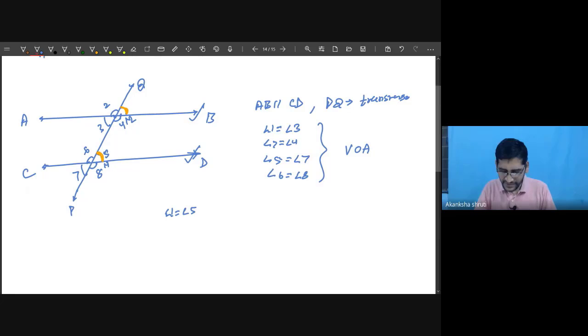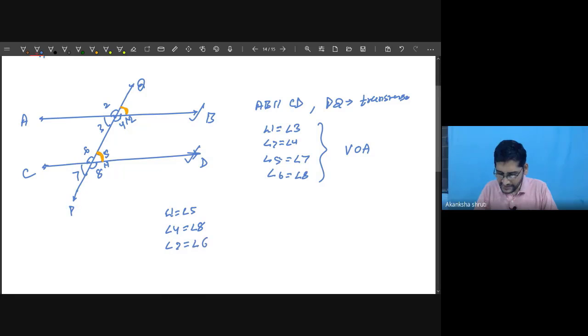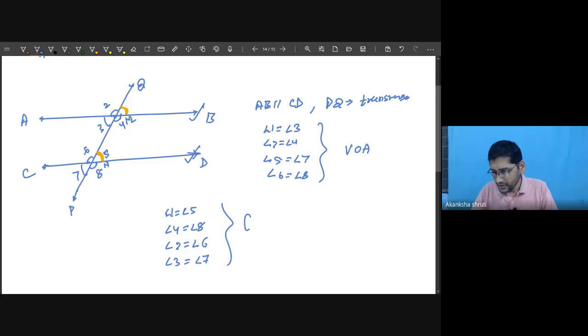What is the other? Similarly, angle 4 is equal to angle 8. Angle 6 is equal to angle 2. Angle 3 is equal to angle 7. All these are what? Corresponding angles. Yeah, student, that we have already learned.